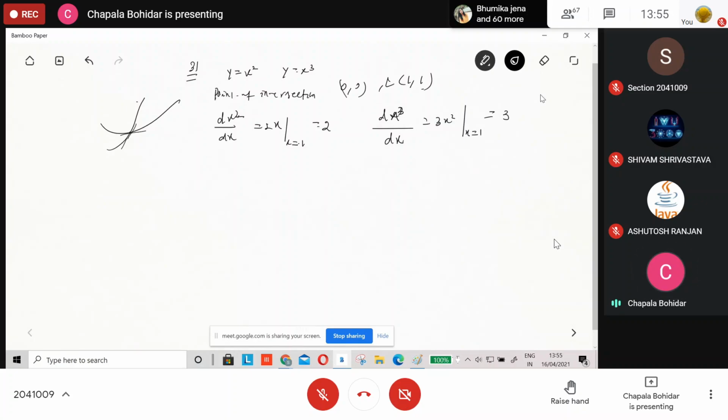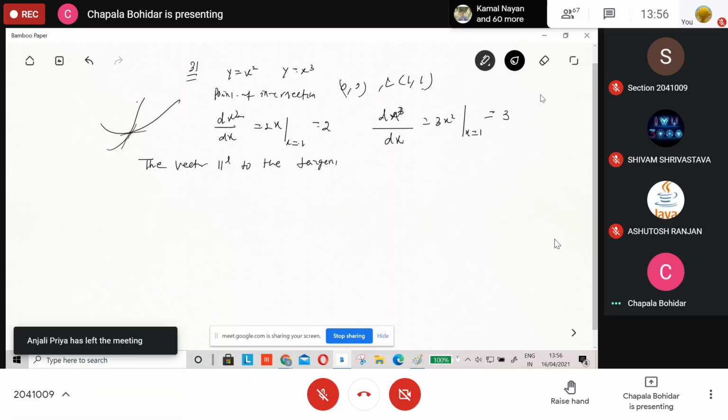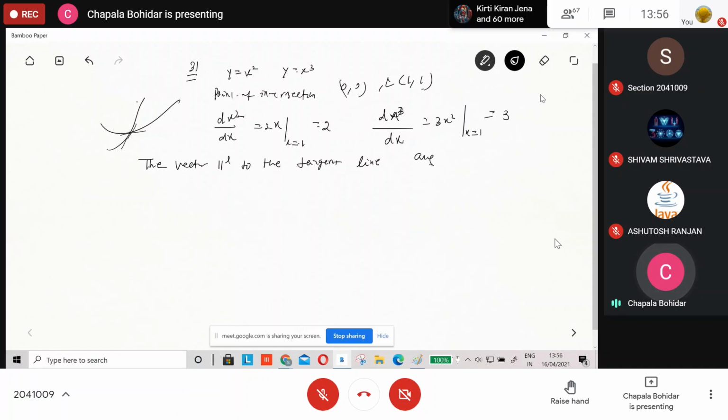So the vectors parallel to the tangent lines at the point 1, 1, with slopes 2 and 3, are the vectors 1, 2 and 1, 3.